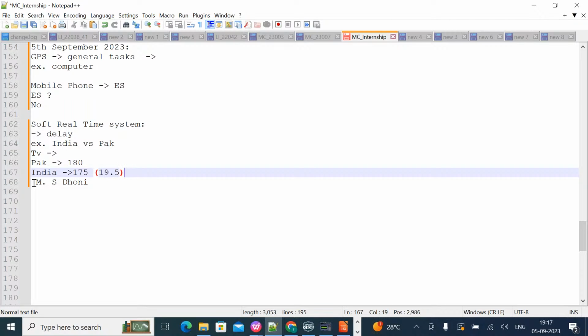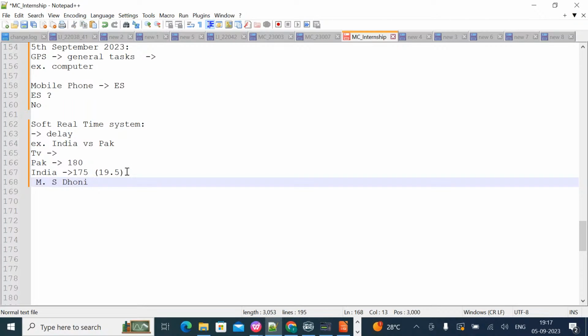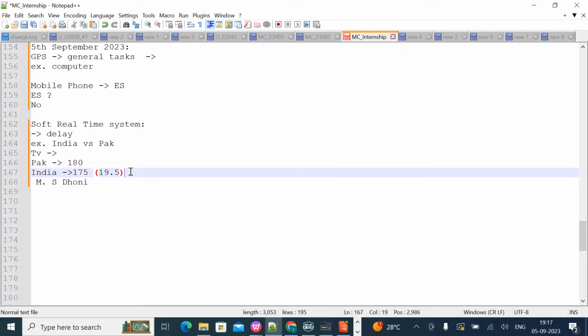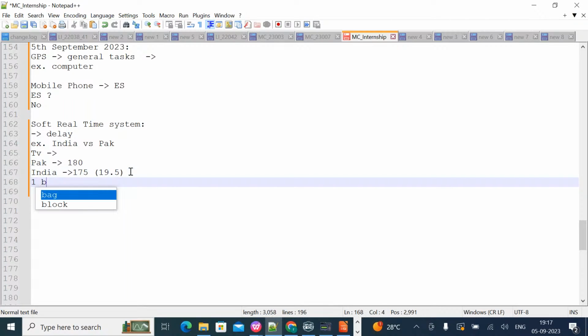So who is on the crease? Let's say MS Dhoni is there. How many balls does India have? 19.5 overs are done, so just one ball. Am I right? So what is our expectation from MS Dhoni? As Indians, we are expecting boundaries. To win the match, how many runs do we need? Don't you think we need to score 181? So we want a 6, right?